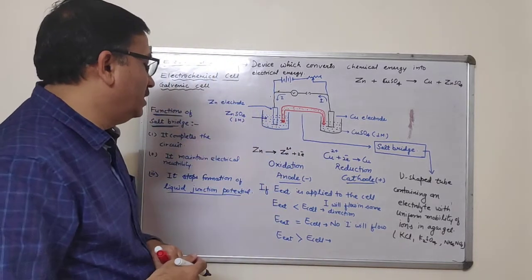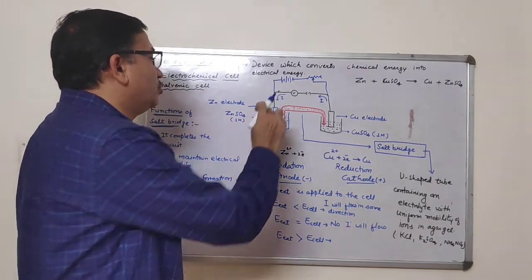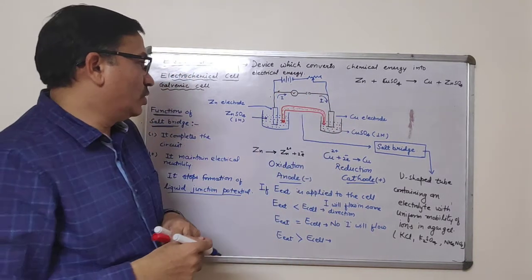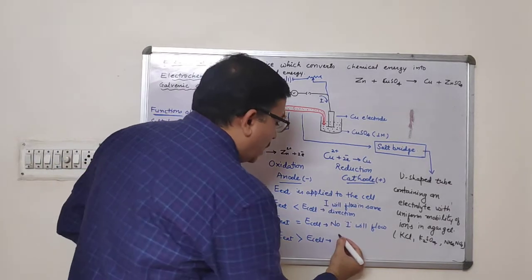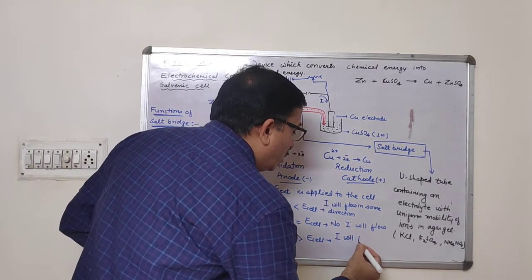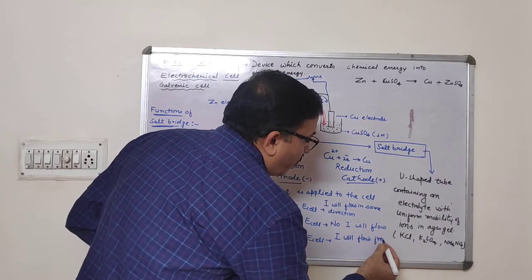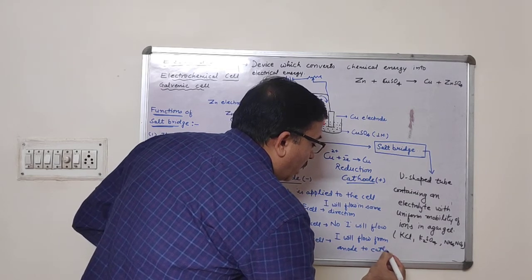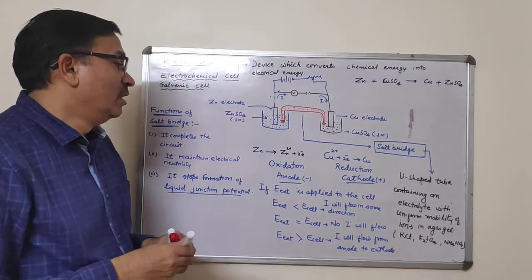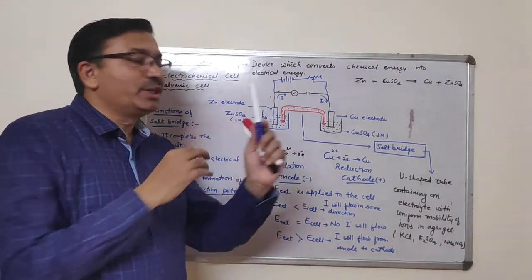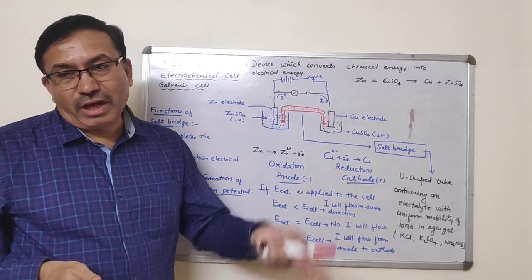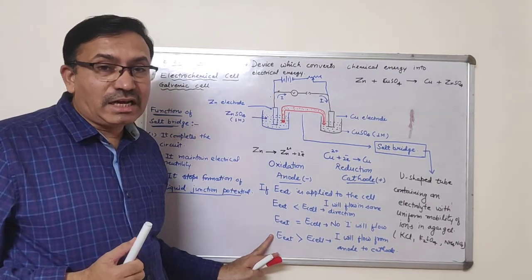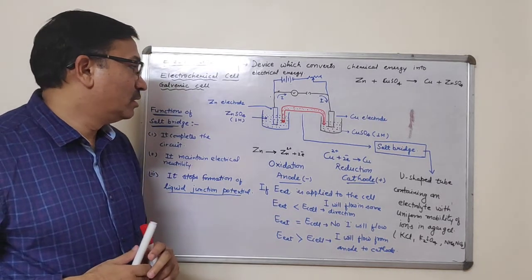And when E external is greater than E cell, in that situation the direction of flow of current will be changed. Now current will flow from anode to cathode. In other words, the cell reaction will be reversed. Anode becomes cathode, cathode becomes anode. And this particular process is very useful in recharging of cells or batteries, right?